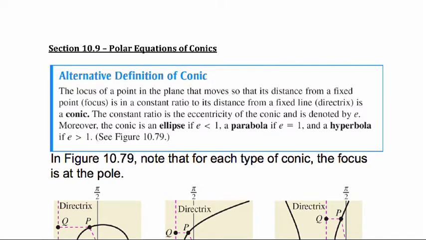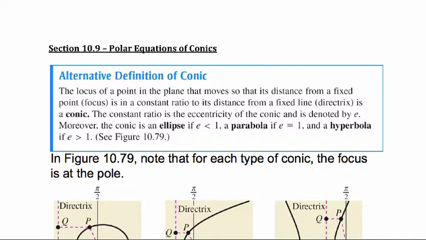Last section in Unit 10, Section 10.9, polar equations for conics. We've talked about conics. We're coming up with slightly different equations, or at least slightly different definitions for this. We're kind of trimming a little bit off of this. We're not going to do all of 10.9. We're just focusing on one particular part. So, an alternative definition for conics.